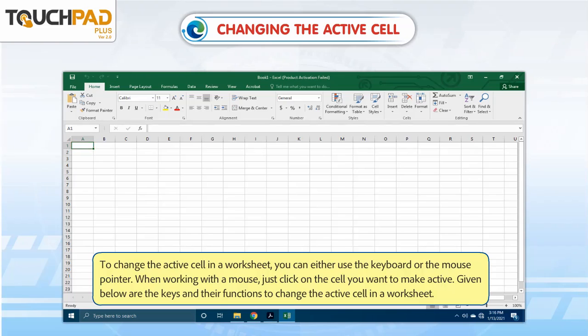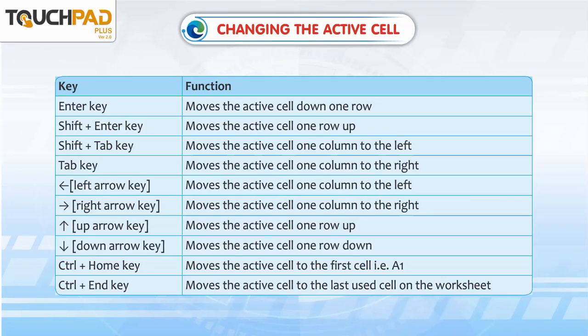Given below are the keys and their functions to change the active cell in a worksheet. Enter key. It moves the active cell down one row. Shift plus Enter key moves the active cell one row up. Shift plus Tab key moves the active cell one column to the left. Tab key moves the active cell one column to the right.